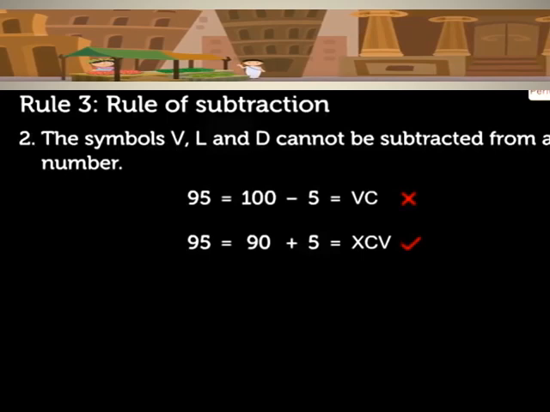In the rule of subtraction, the symbols V, L and D cannot be subtracted from a number. For example, 95 cannot be written as 100 minus 5, which is VC, but 95 should be written as 90 plus 5, which is equal to XCV.